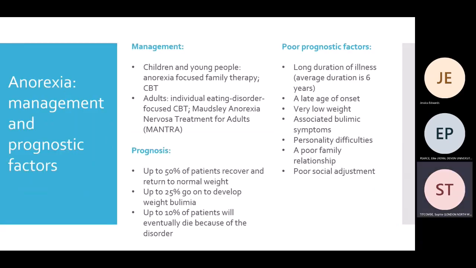So when we've got a patient with anorexia, then obviously we want to think about how we can help this person. And the mainstay of management is to do with psychotherapy. So if you've got a child or a young person, we tend to promote anorexia-focused family therapy or CBT, whereas with our adults, it tends to be individual eating disorder-focused CBT. And there are also some specific programs that are unique to anorexia, such as MANTRA. With our anorexic patients, about 50% of them recover and return to a normal weight.